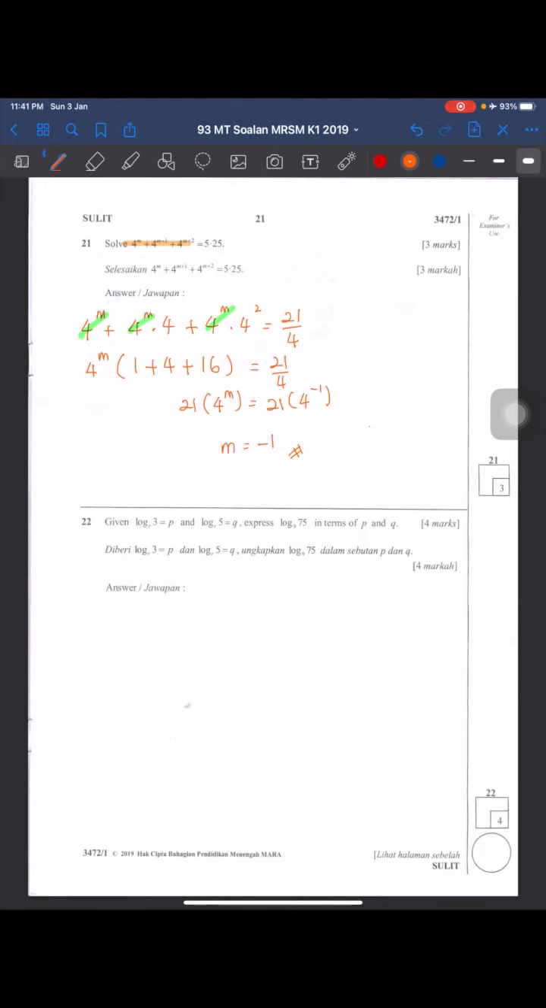Okay, next number 22. Given log base R3 is equals to P, log base R5 is equals to Q. Express log base 975 in term of P and Q. Okay, so sekarang cuba tengok sini. We have 75. Lepas tu kita ada 3 and 5. Okay, so we know that 3 and 5 is prime number. Okay, so kita cuba cari prime factor for 75.